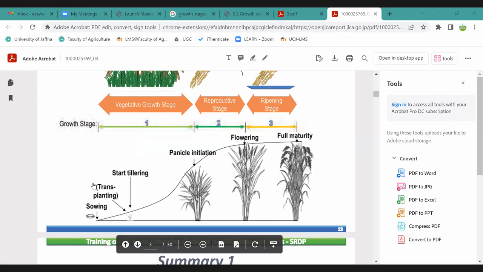Can anyone tell me now? So it's a 2.5 month variety. So what is the duration of the vegetative growth stage?